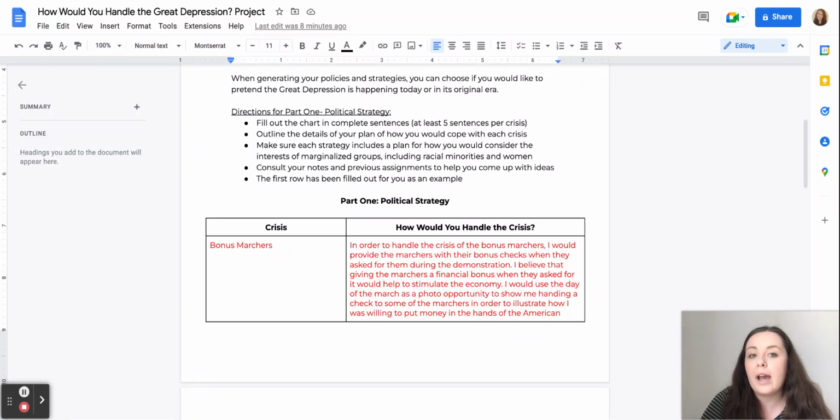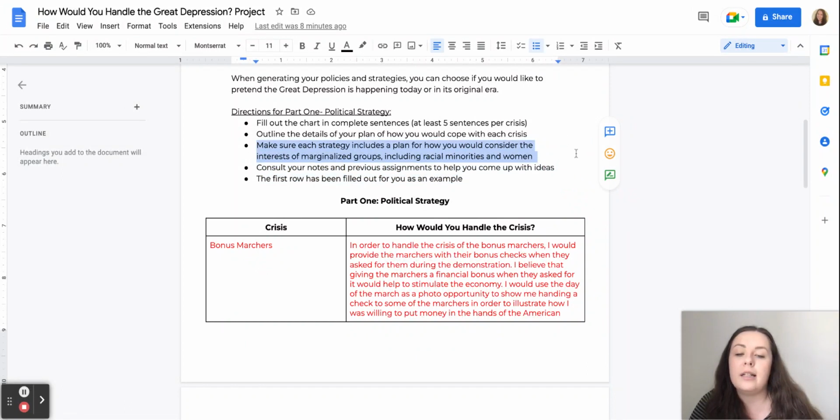Again, think about what actually happened to help you come up with ideas. Make sure, though, because we know that the Great Depression was not super conscious until the Second New Deal of how the Depression particularly impacted marginalized communities, especially racial minorities and women, that you consider those perspectives in your plans. If you need help, consult your notes, or you can email me as your instructor.